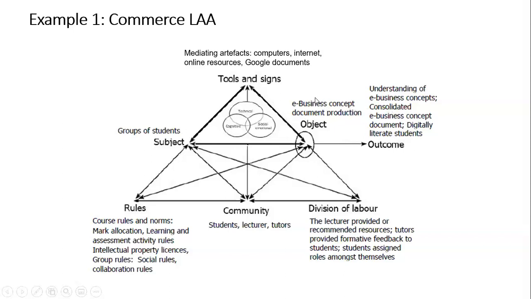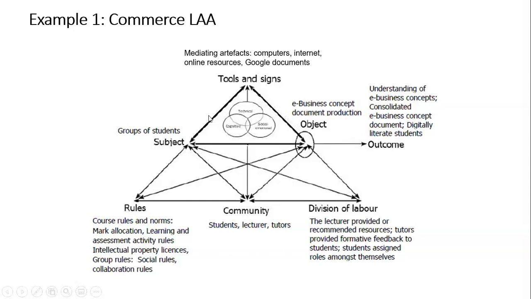Now what the students were required to do was to collaborate together on an e-business concept document. So they had to produce that, which was the main activity they were working on. And these would be the outcomes.